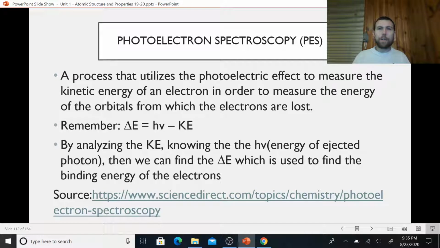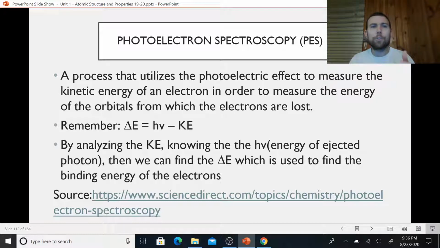Now, photoelectron spectroscopy, commonly referred to as PES, is a process that utilizes the photoelectric effect to measure the kinetic energy of an electron in order to measure the energy of the orbitals from which the electrons are lost. I'm going to take a step back for a second and remind us, the photoelectric effect is this idea that when you shine light on the surface of a metal or a substance, it's going to eject electrons off of the surface if they've been hit with enough energy.